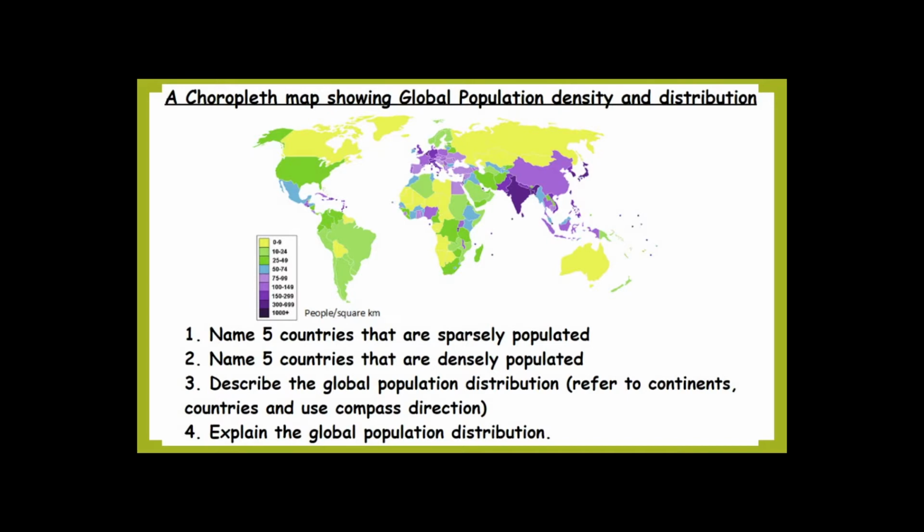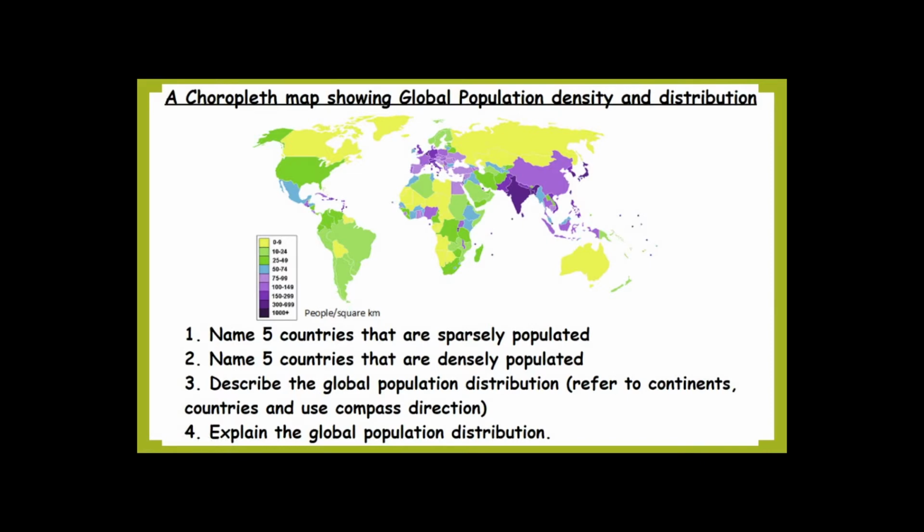Refer to continents and countries and use compass direction. So the kind of thing I'm looking for there really is North America, South America, most of Africa, Northern Europe, and most of Oceania are sparsely populated, whereas Southeast Asia and Western Europe are densely populated. So what I've done there is I've used the continent names and I've used compass directions to refer directly to which areas have a lot of people and which areas don't.